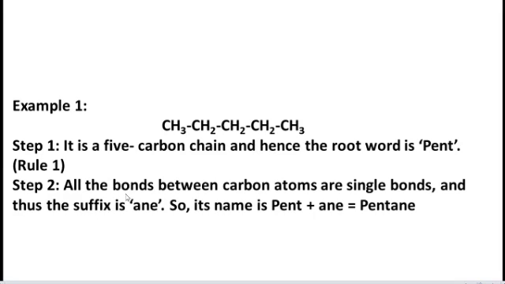Step 2, all the bonds between carbon atoms are single bonds, and the suffix is "an". So this is a single bond, so "an" is the primary suffix. Its name is pent plus "an", pentane. The prefix is pent based on the 5 carbon atoms. The name of the compound is pentane.